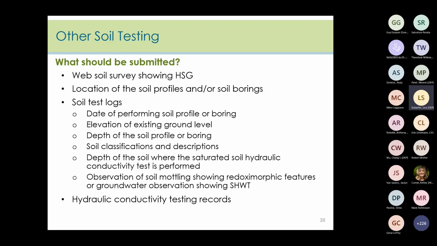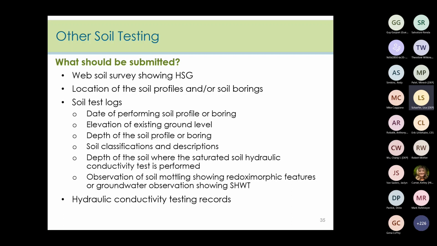All right, so now what we're going to do is address what's required for submittal with the stormwater management report. The reviewer should check that the following is included: your web soil survey showing the HSG, the location of your soil profile pits and/or your soil borings. And in your soil test logs, you're going to want to see the date that everything was done, the elevation of the existing ground level, the depth of the soil profile or boring. And of course, you're going to check to make sure it was done to the appropriate depth.